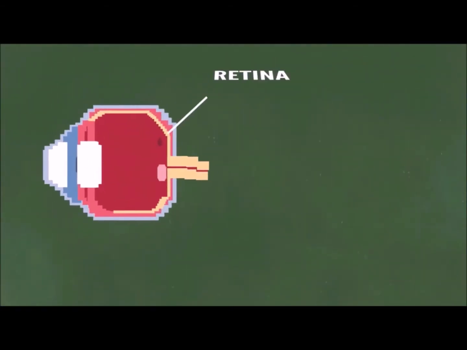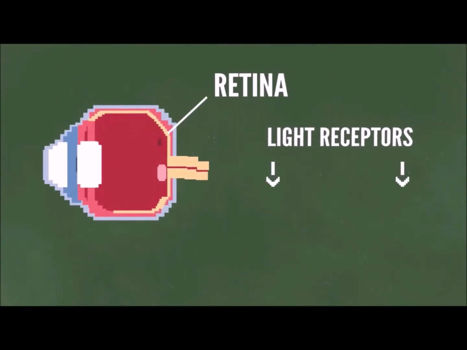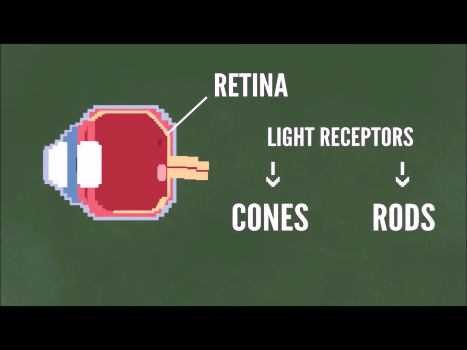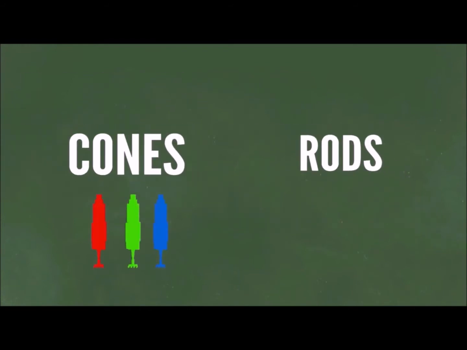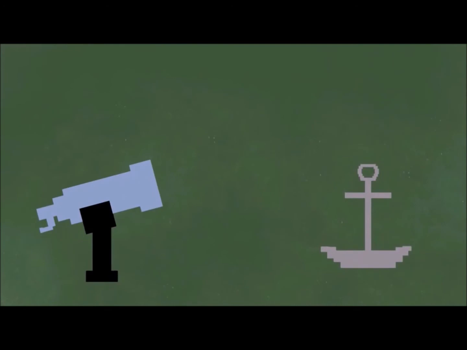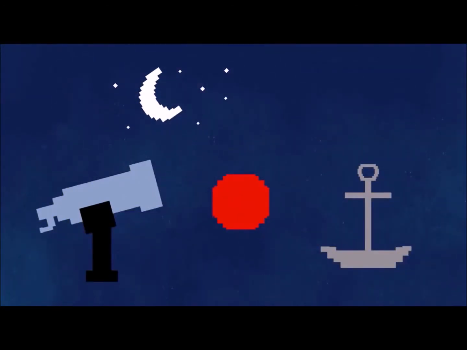The back of our eye, called the retina, contains two different types of light receptors, and these are called cones and rods. The cones are responsible for color, while the rods are responsible for our dark adapted vision at night. The rods are so insensitive to color that they can't even see red. In fact, this is why astronomers and sailors use red light at night. It doesn't affect their already dark adapted eyes, so they can still see clearly.